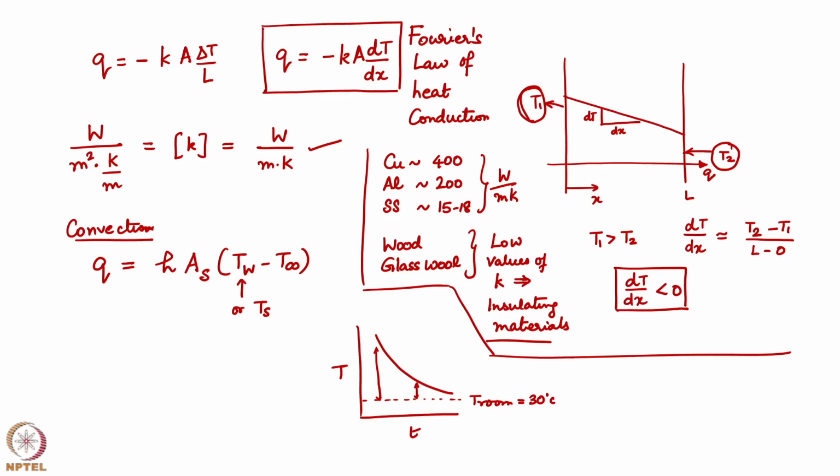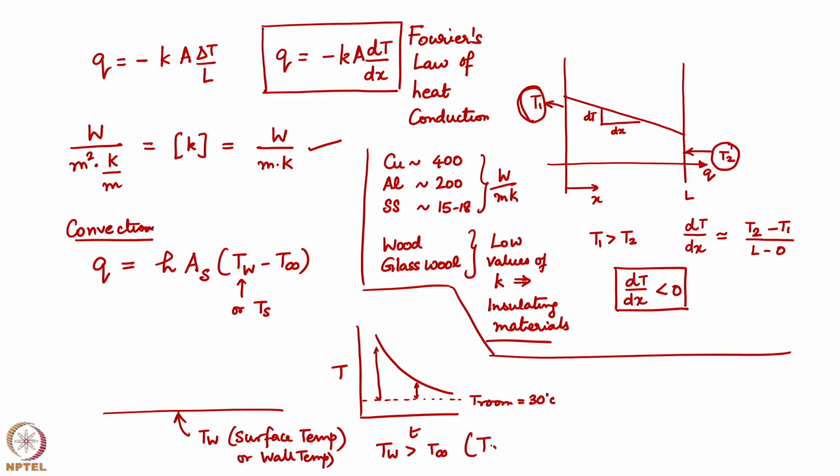So this is basically convection, where heat transfer is occurring because of bulk mixing of the fluid. What do I mean by that? When I have a heated plate, at T wall or surface temperature or wall temperature, and let us say T wall is greater than T infinity, where T infinity is called the surrounding temperature or ambient temperature.